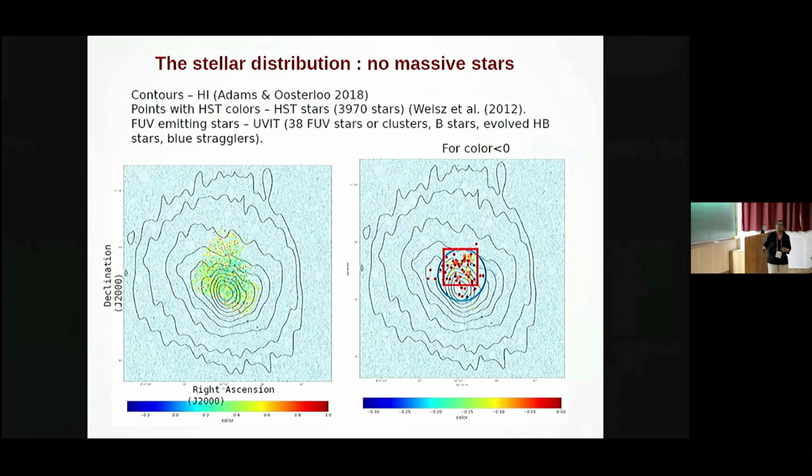Now, the next thing I want to talk about is how this stellar distribution is located. The contours here are the neutral hydrogen contours, and I'll talk about it in the next slide.